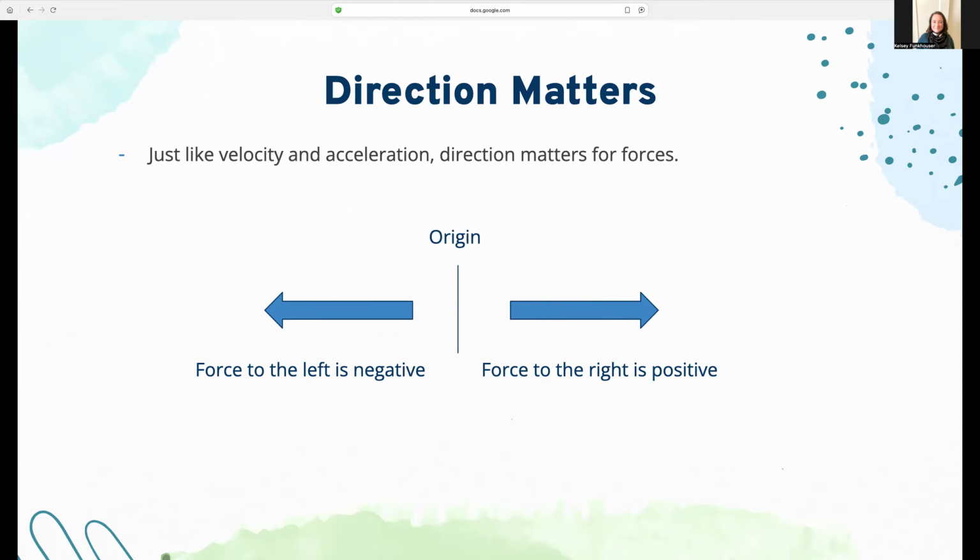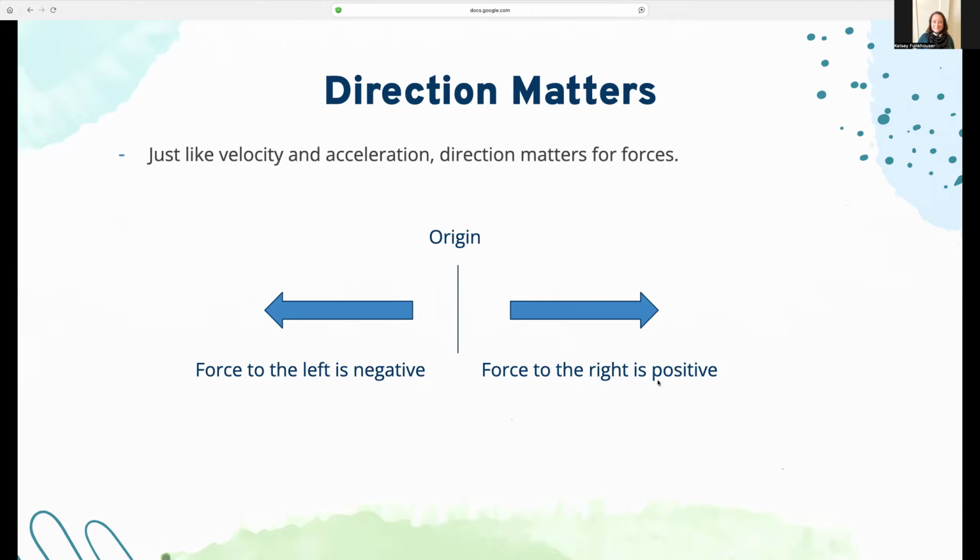Direction matters in forces just like it does in velocity and acceleration. So a force to the right is going to be positive, and it doesn't mean that when you're presented with these forces that they're going to be displayed as positive and negative. And you'll see that in a couple minutes on a different slide. But when you are figuring out what the forces combined add up to, you treat the ones that point to the right as positive and the ones that point to the left as negative.